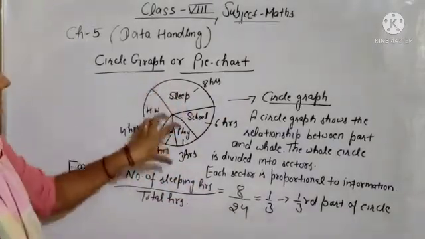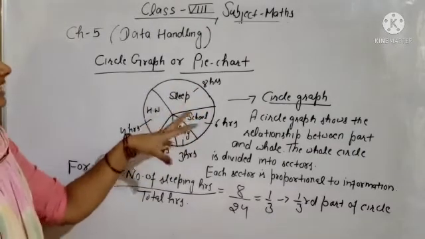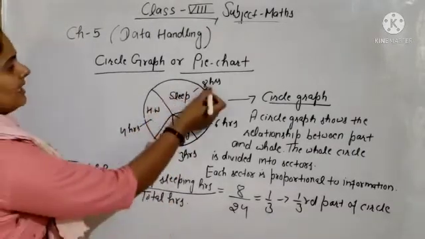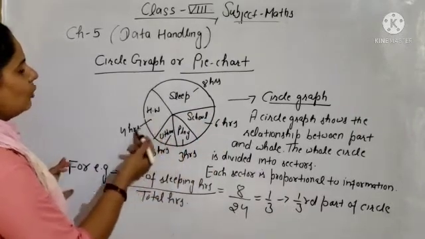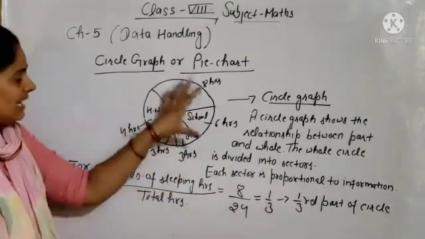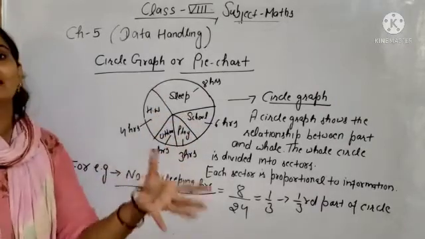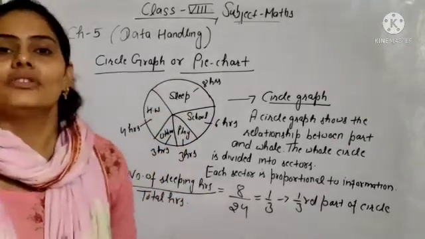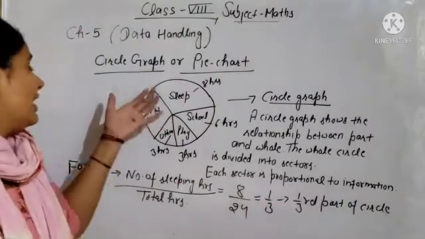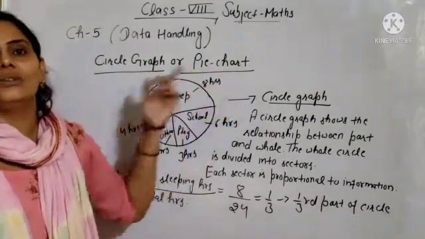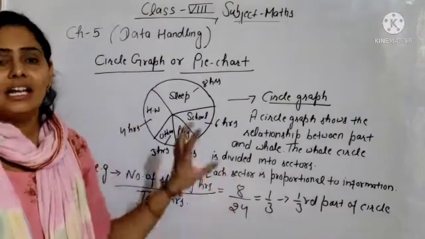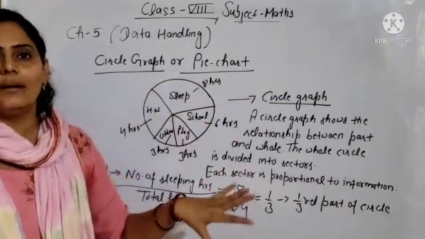For example, a circle is given and here some data is given: sleeping hours is 8 hours, schooling hours, playing hours, other hours, and homework hours is 4 hours. Some data is given and you are representing your data by the circle. So this is a circle graph. A circle graph is also called a pie chart.